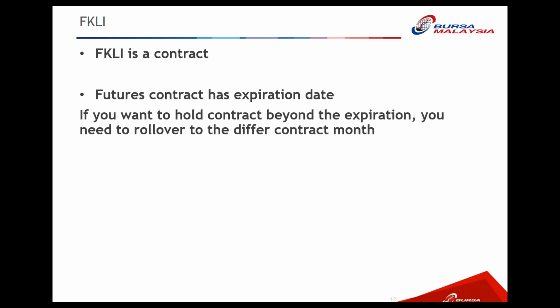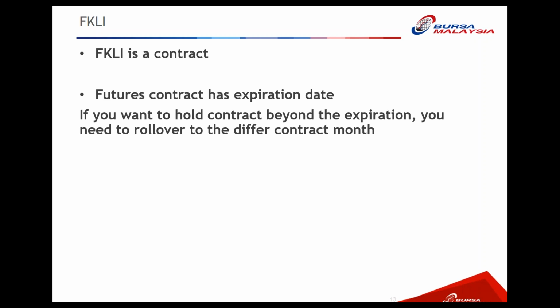If there's a contract in the futures market, it has an expiration date. If you want to hold a contract beyond the expiration, so when is the expiration? The expiration will be the time that this contract expires. Usually, FKLI expires at the end of the month, the last day of the month. So if it's expired and you want to keep this contract, you have to do something.